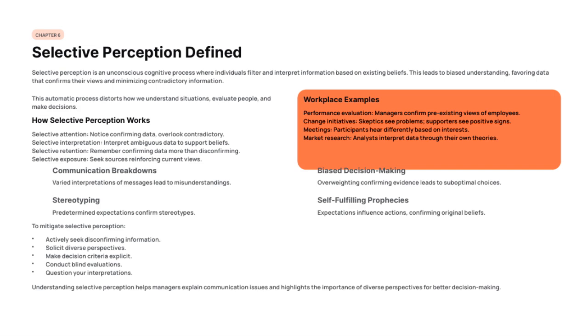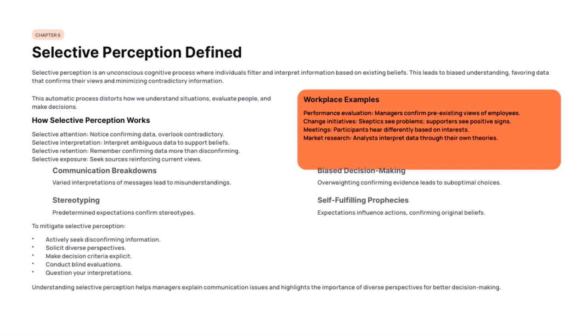In the workplace, selective perception shows up in various ways. Managers might focus only on data that supports their views, overlook contradictory information, or interpret ambiguous data to reinforce their beliefs. During performance evaluations, managers often confirm pre-existing views of employees. In change initiatives, skeptics see problems, while supporters see opportunities.